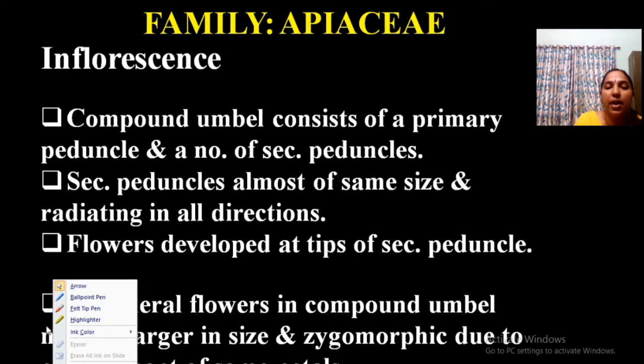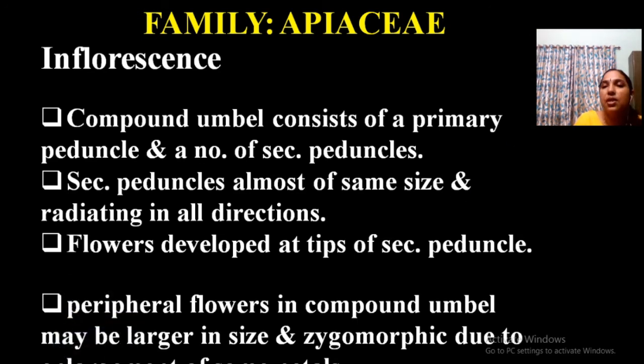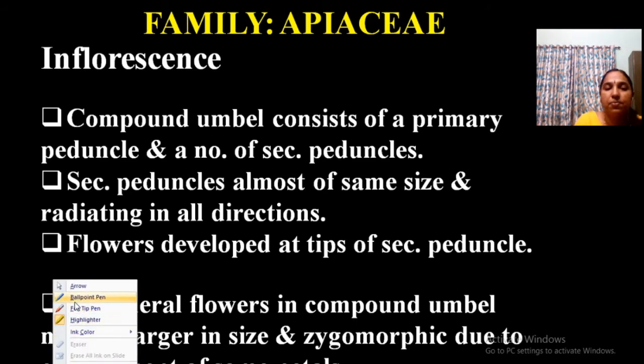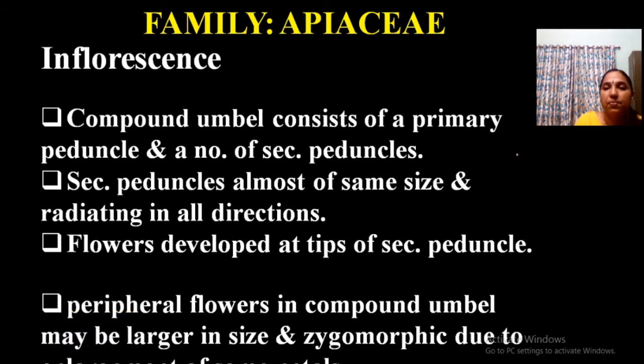I will draw you the diagram. See, likewise, this is the common peduncle. Clear? Okay. Then from which numerous peduncles arise. One peduncle, second one, third one, likewise. Okay. Then again flowers are arranged here. Likewise compound umbels. Okay. Then peripheral flowers are larger in size and usually zygomorphic.